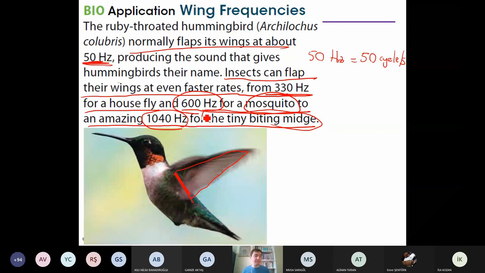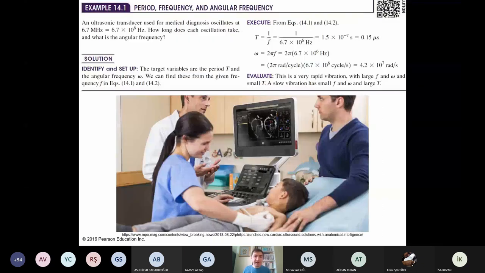It is huge frequency. Let me continue with example 14.1 from the book. This is an ultrasonic transducer used for medical diagnosis. It oscillates at 6.7 million cycles per second, or 6.7 megahertz, or 6.7 times 10 to the 6 hertz. How long does each oscillation take, and what is the angular frequency?